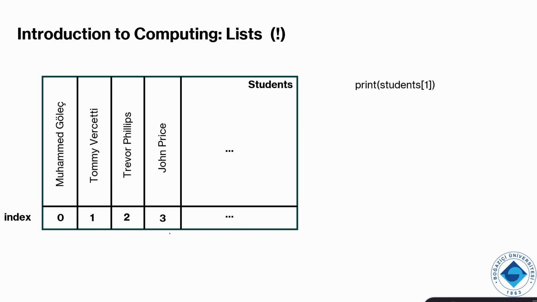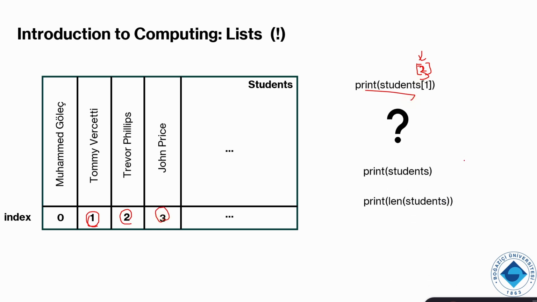And to be able to print the element with the index number 1, we can use square brackets and put the index number you want to print. You can put 2 for Trevor Phillips. You can put 3 for John Price. It is working like this.